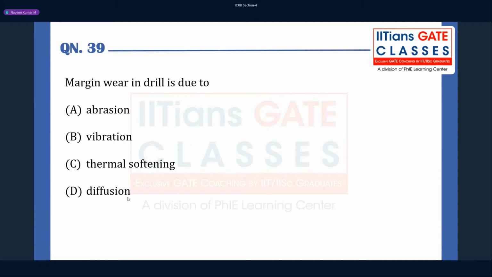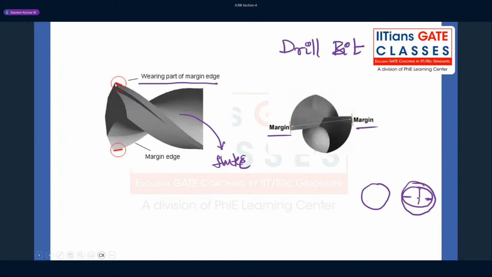So when you are rotating it, a huge temperature is generated between the workpiece and the tool. Because of that high temperature, some kind of softening is happening in this material. You know that when high temperatures are reached, the material becomes softer. As it is becoming softer, maybe this part is getting worn away.